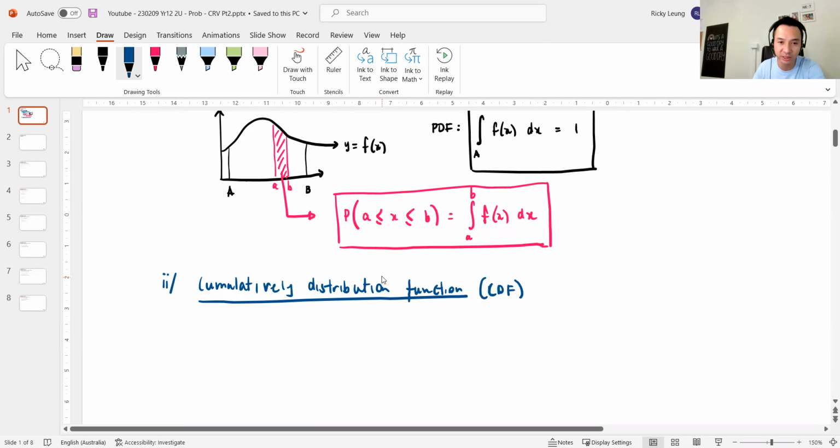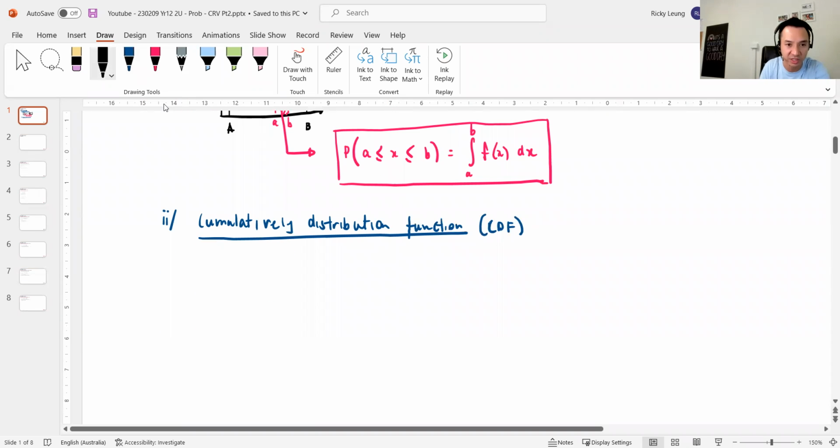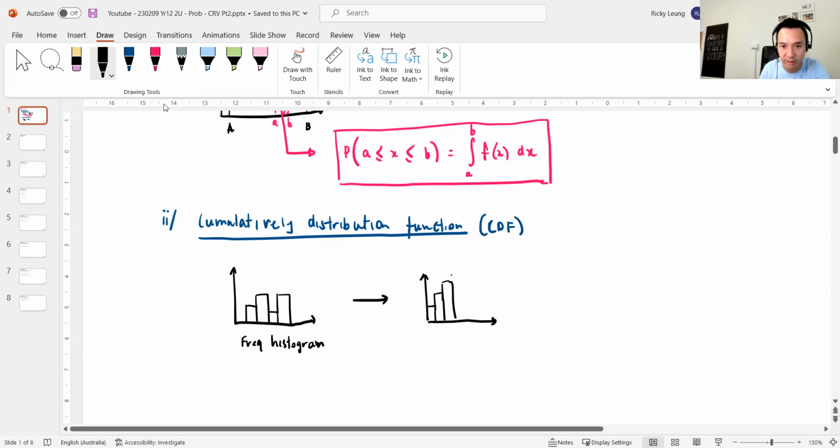The analogy that is good to see side by side is this: do you remember back in stats when we had a histogram that looked like this? That's a frequency histogram. Then when we did a cumulative frequency histogram, it just stacked up like this. It's not to scale, and it just goes up and up and up. So this is a cumulative frequency histogram.